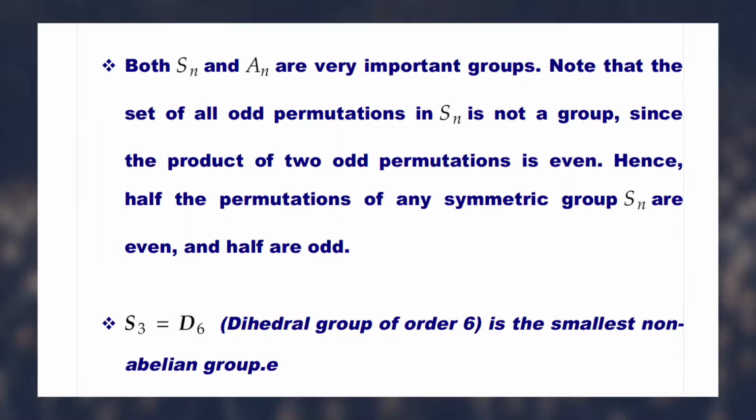Note that the set of all odd permutations in Sn is not a group, since the product of two odd permutations is even. Hence, half the permutations of any symmetric group Sn are even and half are odd. S3 is equal to D6. The dihedral group of order 6 is the smallest non-abelian group.